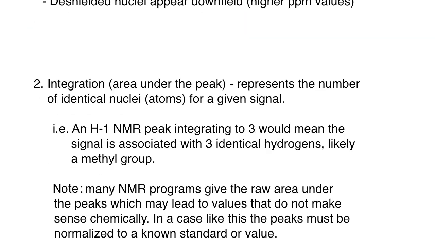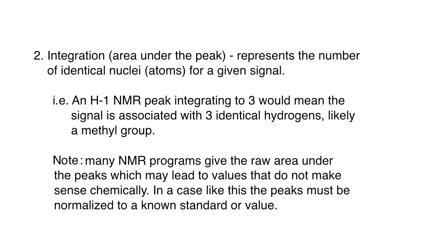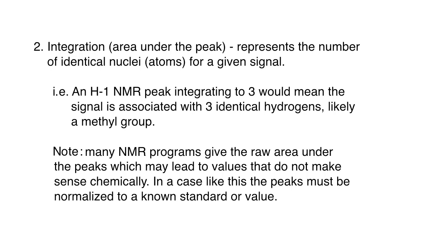Number 2, integration. All right, so when we deal with integration, we're talking about area under the peak. And this represents the number of identical nuclei, or the atoms those nuclei are associated with, for a given signal. So for example, when you have a proton NMR peak that integrates to 3, it means that the signal is associated with 3 identical hydrogens. Now note that I put this as likely a methyl group.